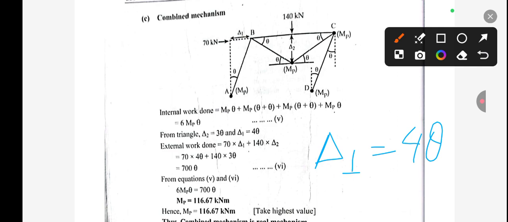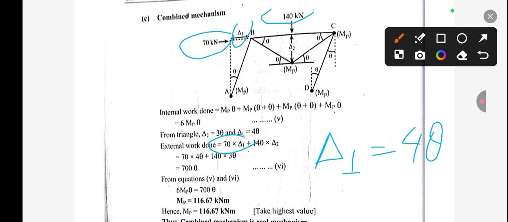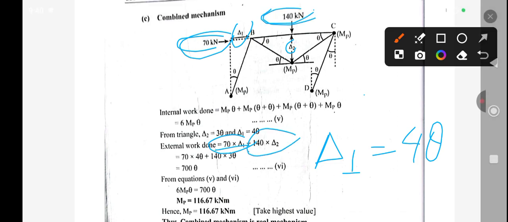Now let's calculate internal work done and external work done. So external work done will be 70 into delta 1. And due to this 140 kilonewton, it is 140 into delta 2, where the deflection will be delta 2. So we have to multiply the load by the respective deflection. So due to 70 into delta 1, and due to 140 into delta 2.